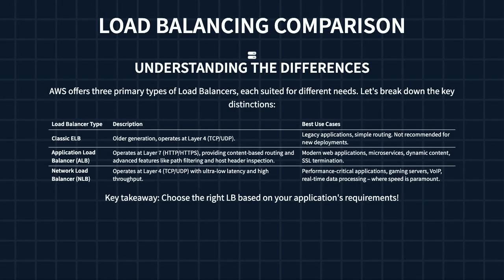Okay, let's talk about AWS load balancers. You'll often see three main types: classic ELB, application load balancer, and network load balancer. The classic ELB is the older generation. It's pretty basic and generally not recommended for new projects. The application load balancer sits higher up in the layers, handling HTTP and HTTPS traffic, which makes it great for modern web apps that need things like content-based routing. Finally, there's the network load balancer, which is super fast, designed for situations where you absolutely need low latency, such as gaming or real-time data processing. Think of each one as having a specific role in your architecture.